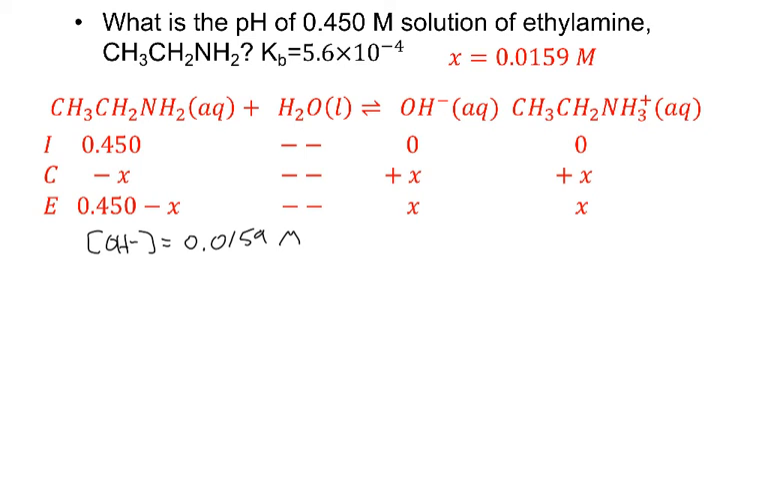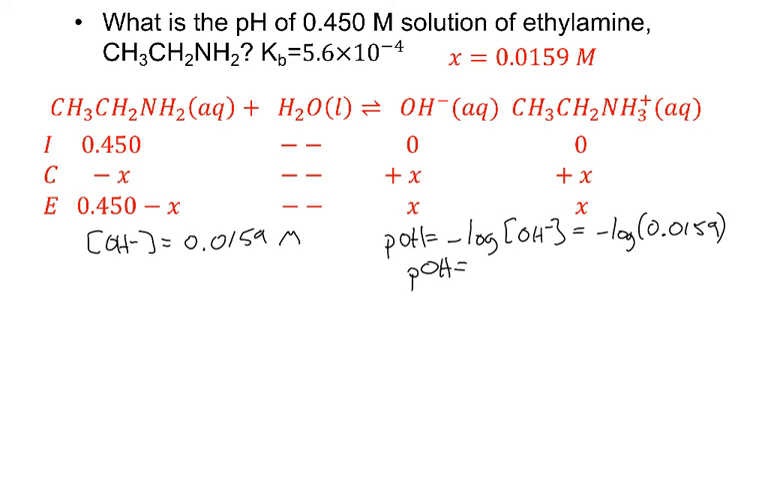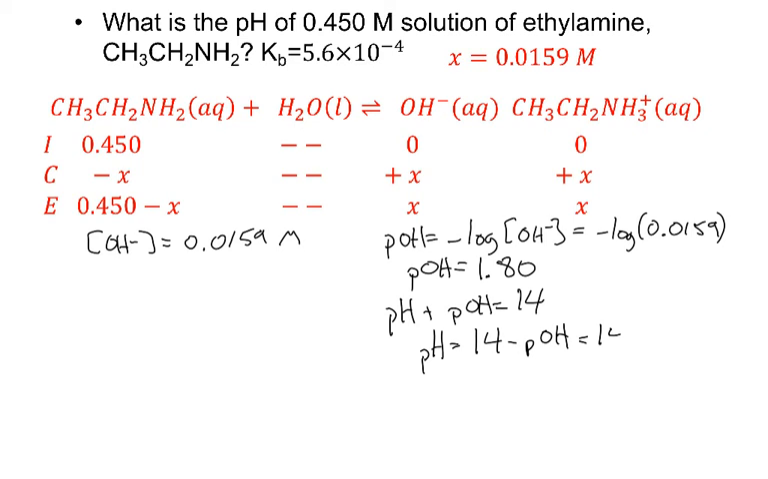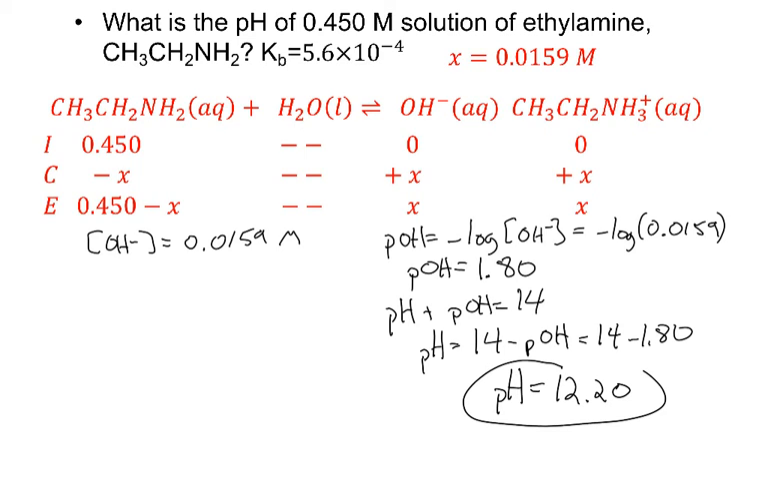So I think the easiest thing to do is first get the pOH, and then we can use that to get the pH. So we know that pOH is negative log of hydroxide. So my pOH comes out to be 1.80, and we know that pH plus pOH has to be 14. So the pH is going to be 14 minus pOH, or 14 minus 1.80. So my final result, the pH is 12.20.